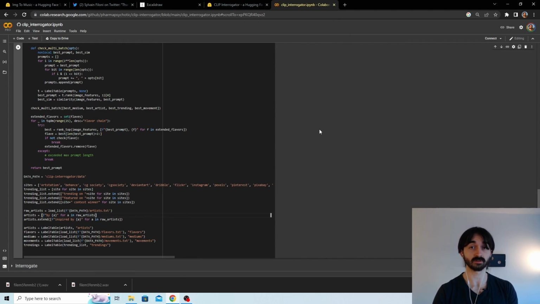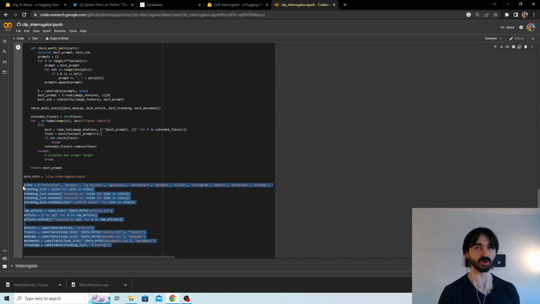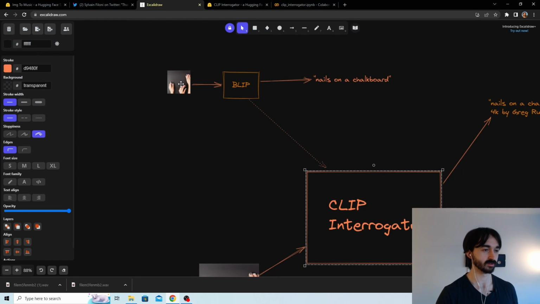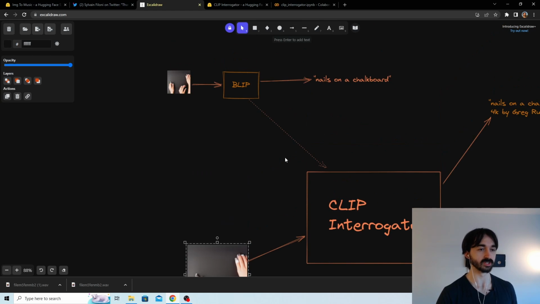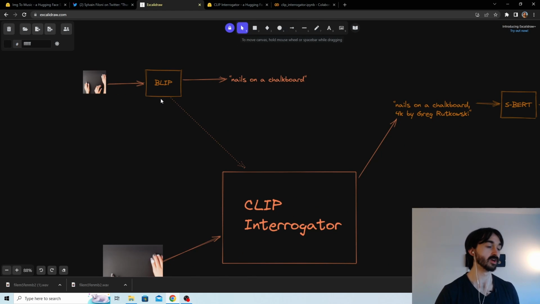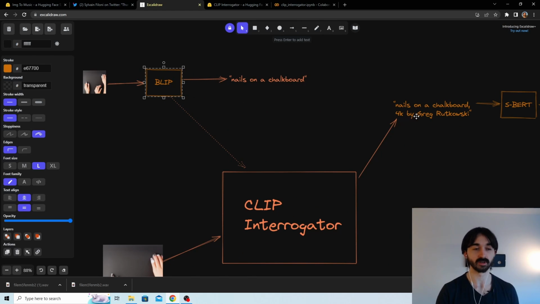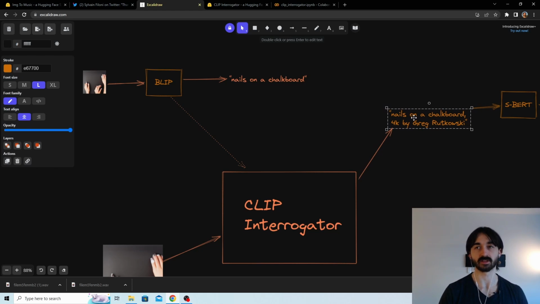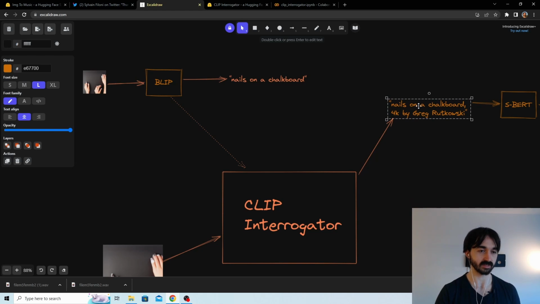If you actually look at the code behind Clip Interrogator, you see that as well as using Blip, it also has a bunch of terms that it thinks are likely to come up, like different kinds of art styles and different kinds of websites. And it basically generates a whole bunch of different possible, plausible sentences which could describe your image well, and it chooses the best one from those. So while Blip might be like, oh yeah, this is nails on a chalkboard, Clip Interrogator also adds a bunch of stuff. It tries a bunch of similar sentences, passes them back to Blip, and the one that Blip likes the best is the one you end up getting out of Clip Interrogator.